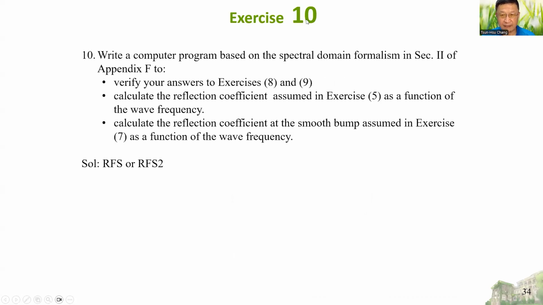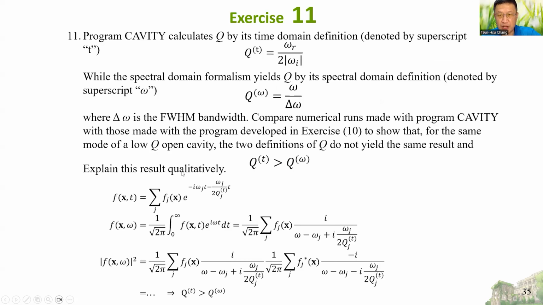Exercise 10. Exercise number 10. Write a computer program based on the spectral domain formalism in section 2 of Appendix F to answer the following questions. RFS2. You can use the existing program or write the program by yourself.